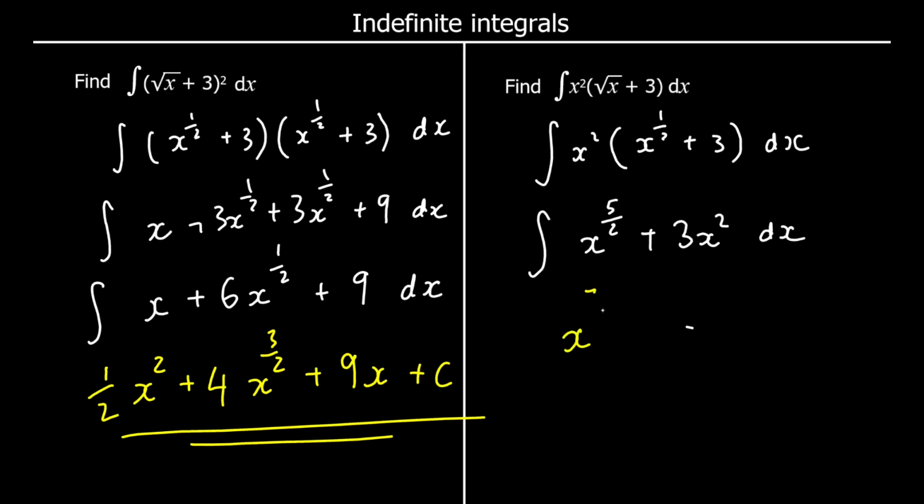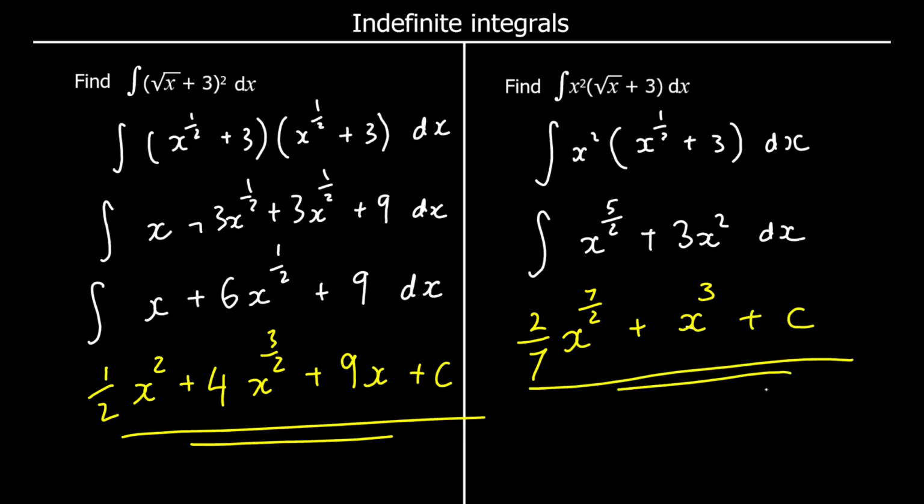We're going to add 1 to the power. 5 over 2 plus 1 is 7 over 2. Divide by the new power. Dividing by 7 over 2 is the same as timesing by 2/7. Add 1 to the power. So it becomes 3x squared. We go to x cubed. Divide by 3. 3 over 3 is 1. That's just x cubed. And we plus c on the end.